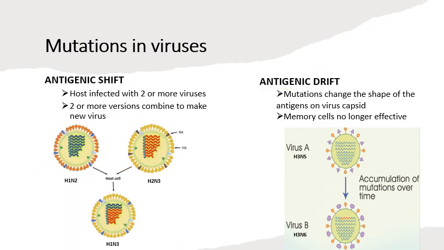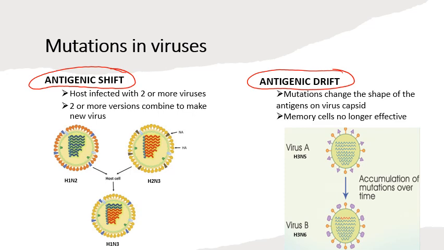Another version of mutations in viruses, so we've just talked about antigenic drift, where we're changing the shape of an antigen on the surface of a virus via a mutation that happens within the virus's own DNA or RNA. We're now going to have a look at a different type of change in virus structure, and that one's called antigenic shift. So this is where an individual or an organism might be infected with 2 or more viruses.